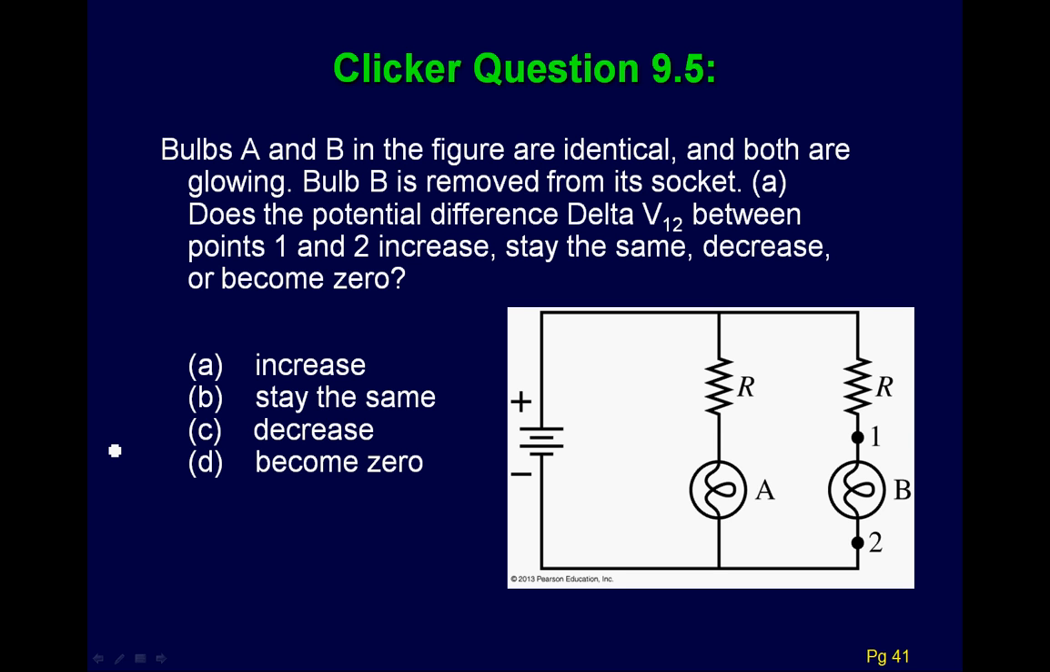Wanted to follow up on lecture 18, and more specifically this question right here, where we had the circuit with two light bulbs A and B, and you remove light bulb B. The question was what happens to the potential difference between points 1 and 2, and the answer was that they increase. And so let's look at this, and so we'll draw the circuit out, and I want to make one simplification here.